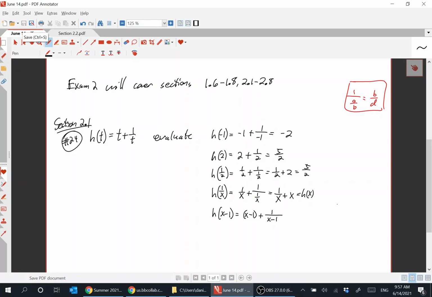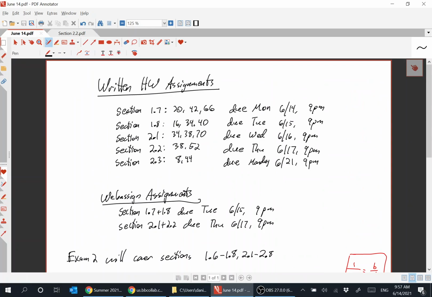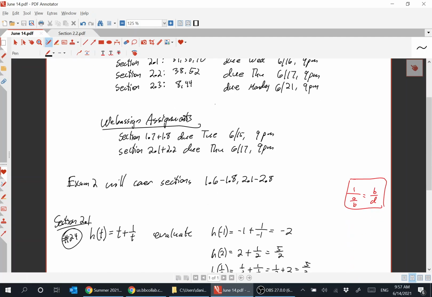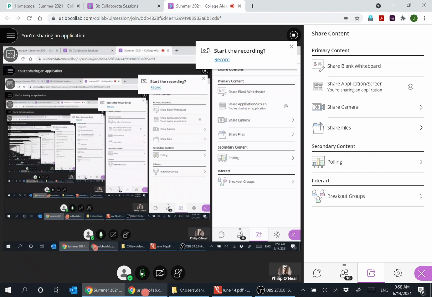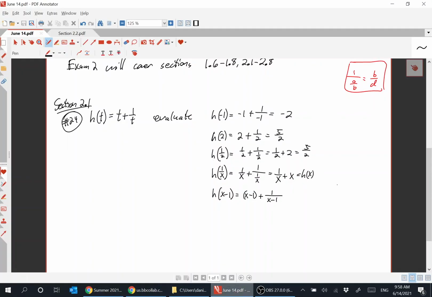Plenty of similar problems like 20. We were supposed to be doing the odd numbered ones. Why did I do the even? Let's make sure that's not one I assigned. I don't think it was. Okay. 34, 38, and 70. Let's look at 34, which is one that I asked you to hand in.